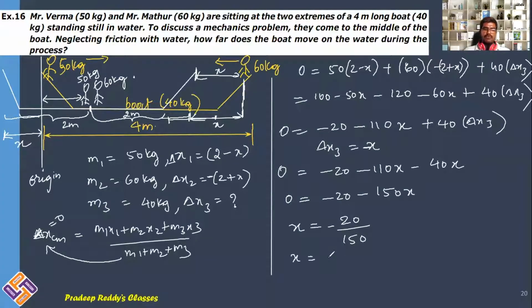So x is equal to 20 by 150, this is 2 by 15. It is minus 2 by 15 meter. That means the boat shifts to the left side from the origin.